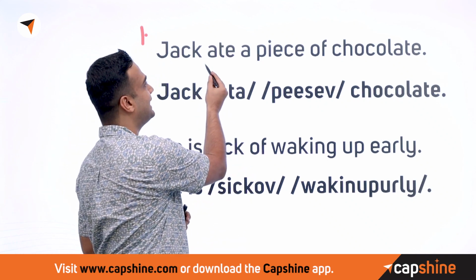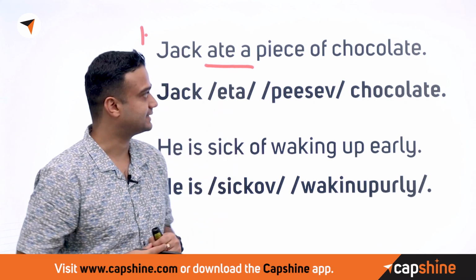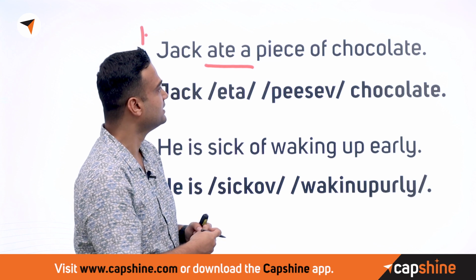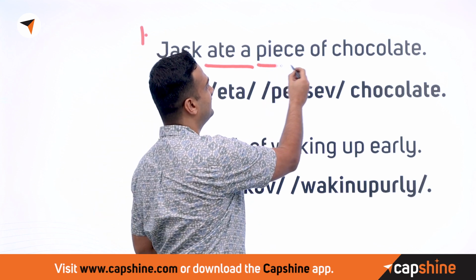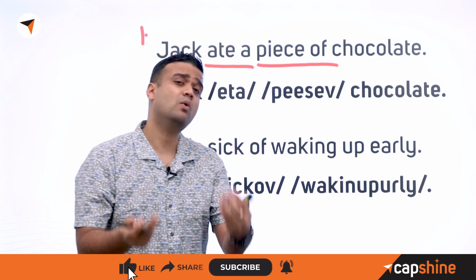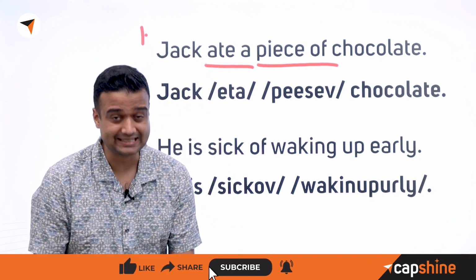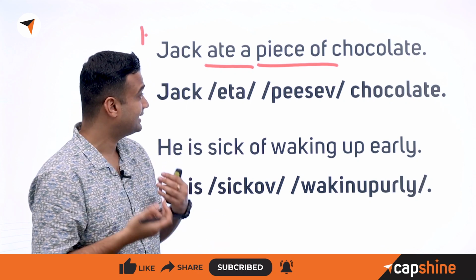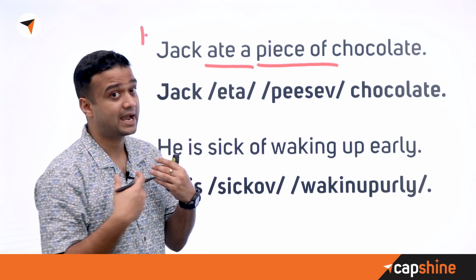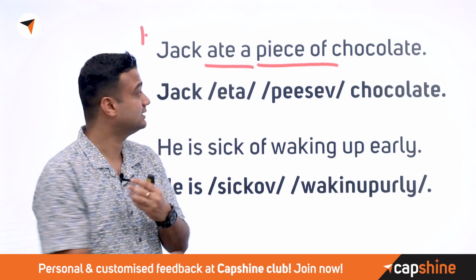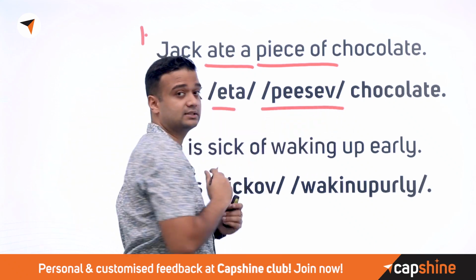You will notice that "ate and" follow the same process, a vowel and a consonant sound. "Piece of chocolate" also could follow the same thing. So how will it sound when you say it in real life? So you would say, Jack ate a piece of chocolate. Jack ate a piece of chocolate.